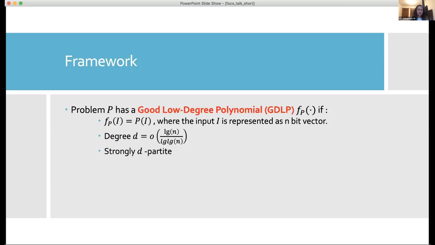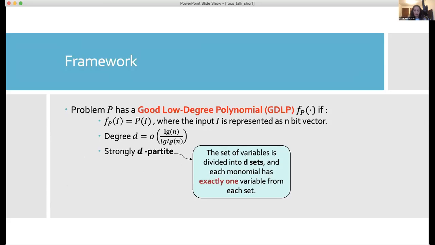Okay. So we say that a problem P has a good low degree polynomial f sub P if f sub P correctly represents P, if it is low degree, meaning that its degree is little o of log n over log n, and if it is strongly d-partite. And by that, we mean that the set of variables is divided into d sets, and each monomial has exactly one variable from each set. So that's the definition of being d-partite.